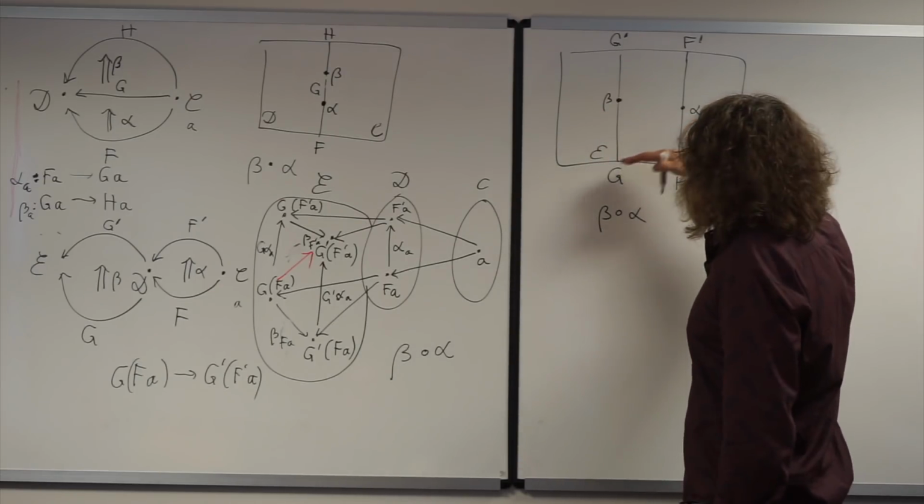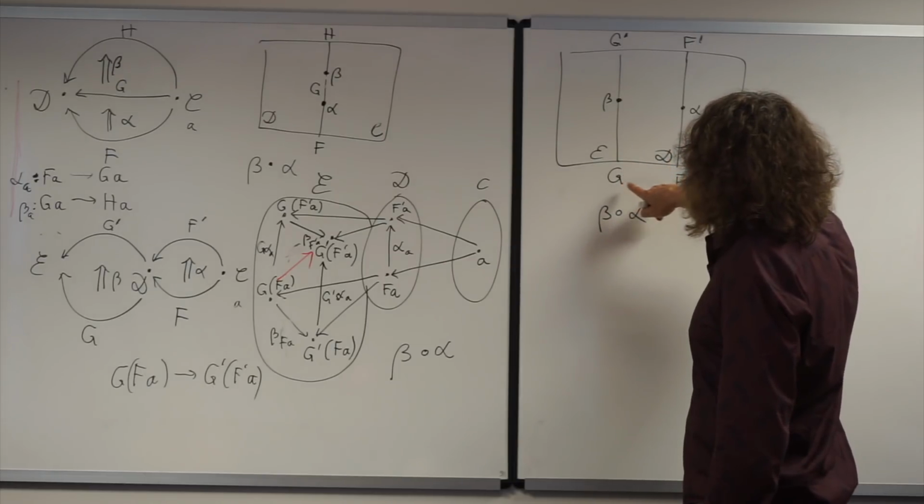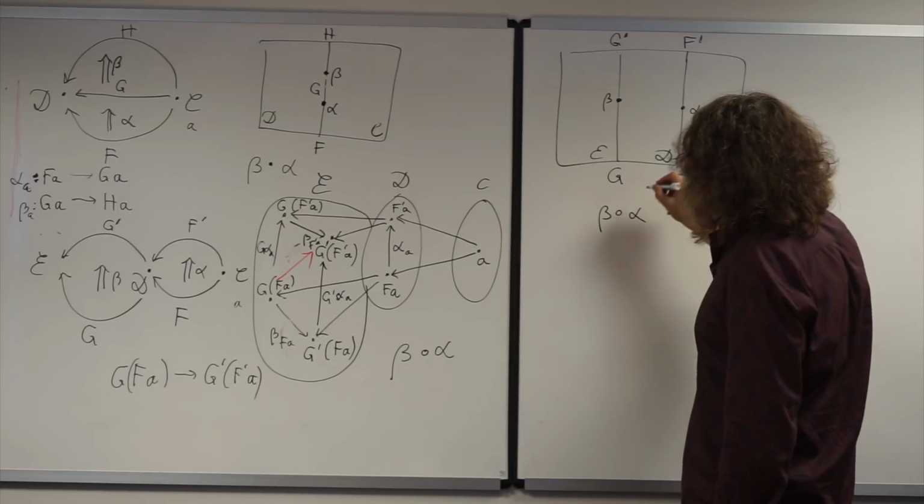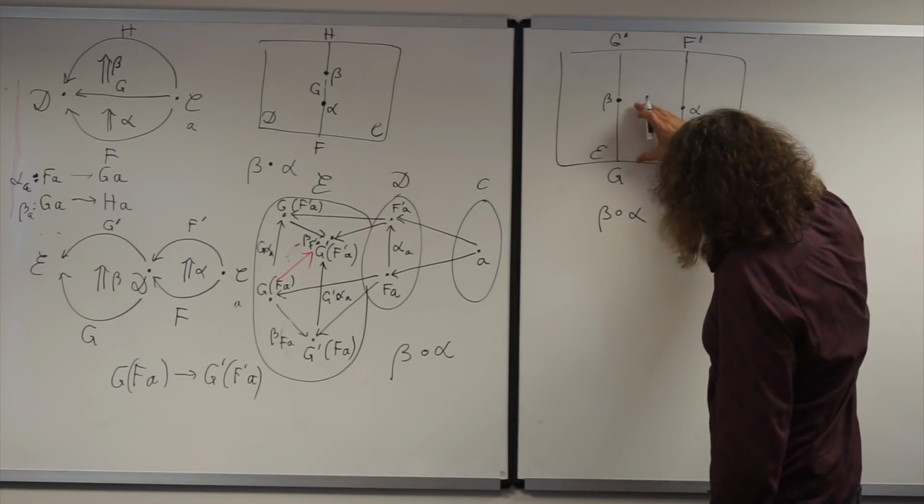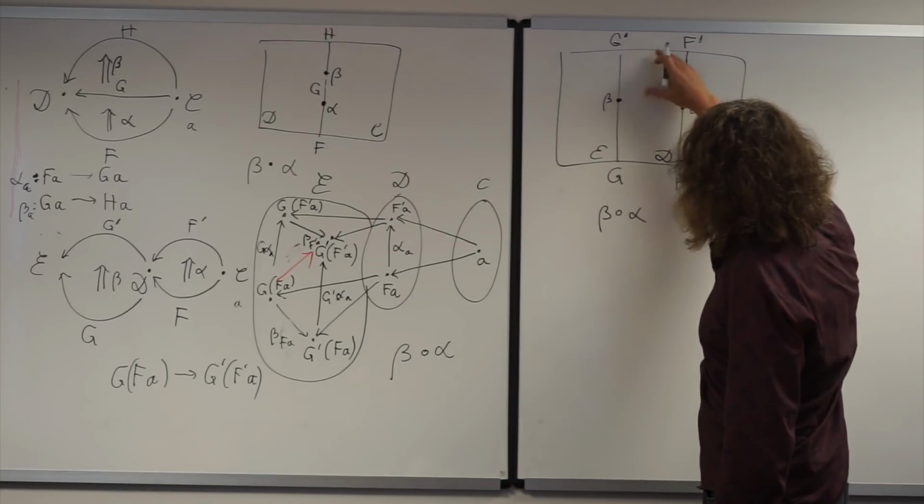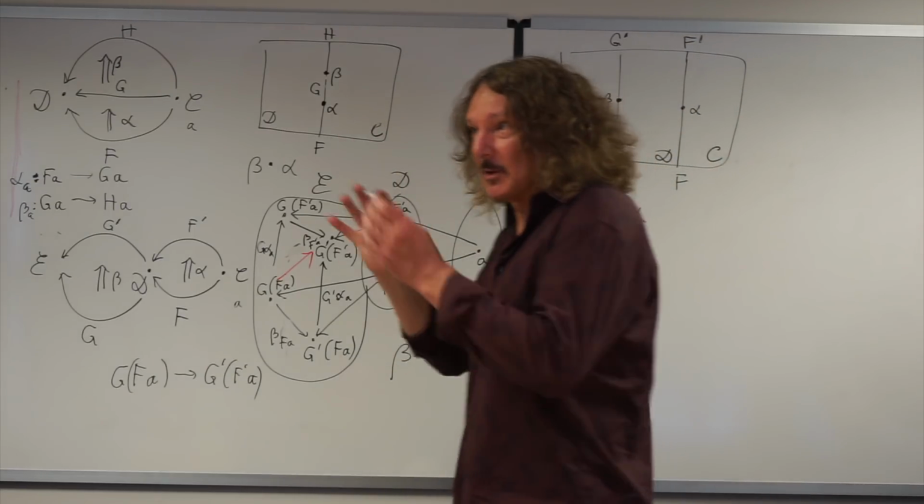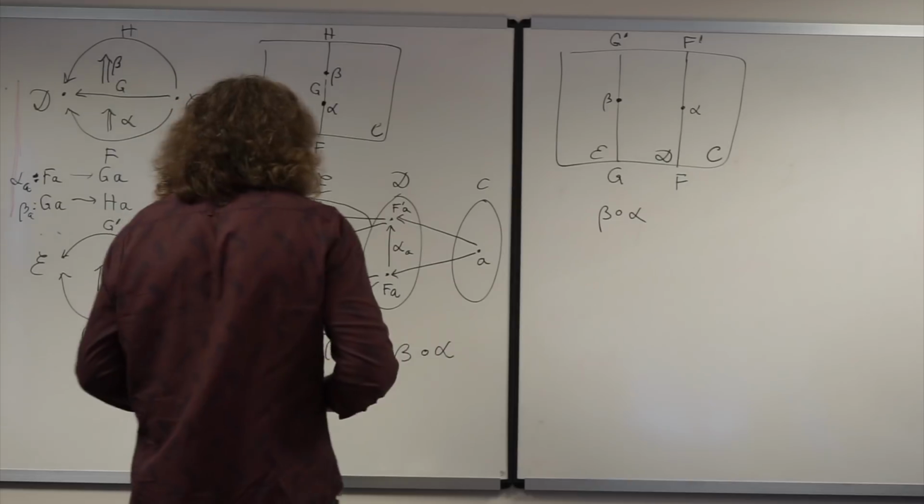And what is it connecting? Well, it's connecting this composition of G after F to the composition of G prime after F prime, right? Because this stripe here is G after F, this stripe here is G prime after F prime. So that is how to compose functors, right?